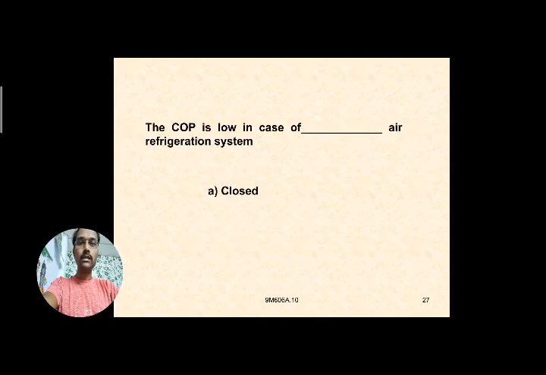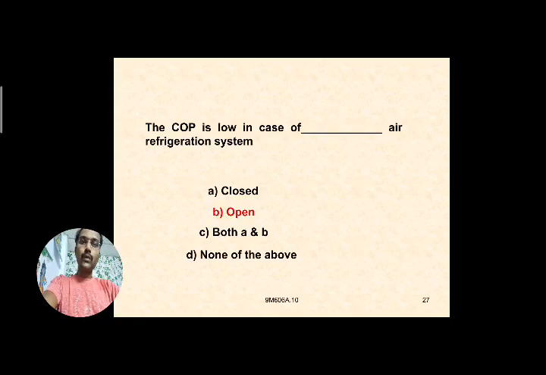And the third question, you can answer it. The COP is low in case of dash air refrigeration system. So compared with the open and closed cycle, if you see the differences between the two cases, you can easily find that. And also we explained why the COP is less in the open cycle system, and why the COP is high in the closed system compared to the open cycle. So you can see what the answer is. COP is low in case of open air refrigeration system. So this is the answer for this question.